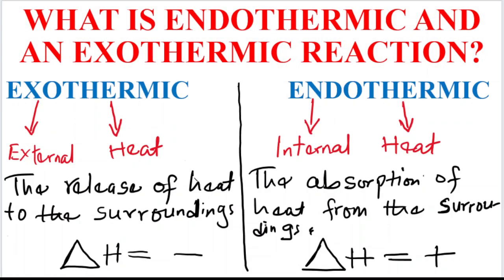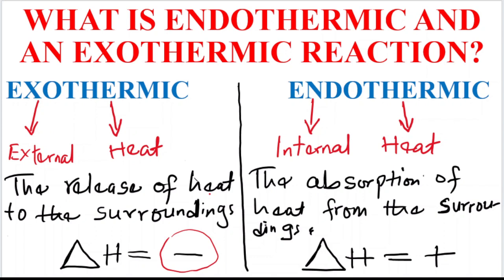We'll be talking about what an endothermic and exothermic reaction is all about. The word exo means external, and thermic means heat. Endo means internal, while thermic means heat as well. An exothermic reaction involves the release of energy to the surrounding.